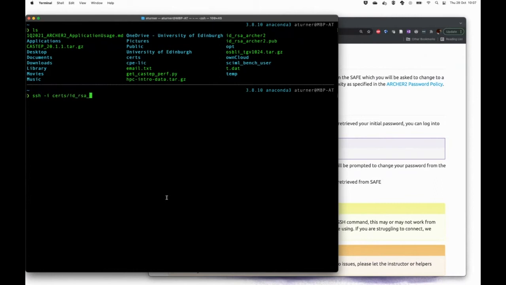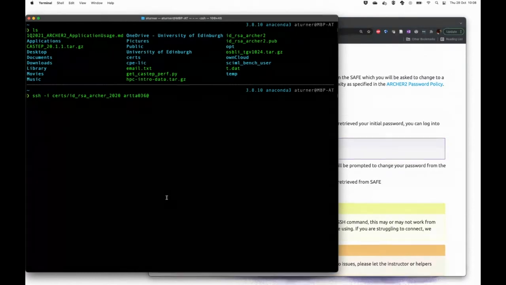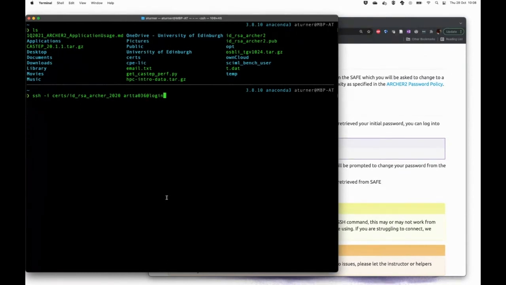Because I have access to quite a few different HPC systems, I have a number of different keys. I have an Archer one, which I use for access to this system. So I give the -i option to ssh the path to the private part of my key, sorry, and then my username, which is TA036, because I've created one especially for this project. And then the name of the login address, login-4c.archer2.ac.uk.